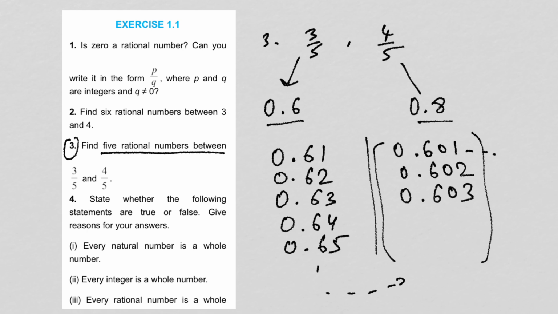Now all these numbers, 0.61, 0.62, 0.63 or 0.601, are more than 0.6 and less than 0.8. So it is the correct answer.